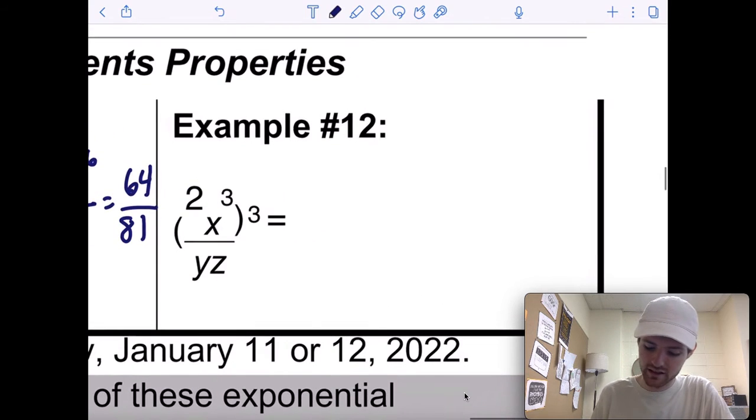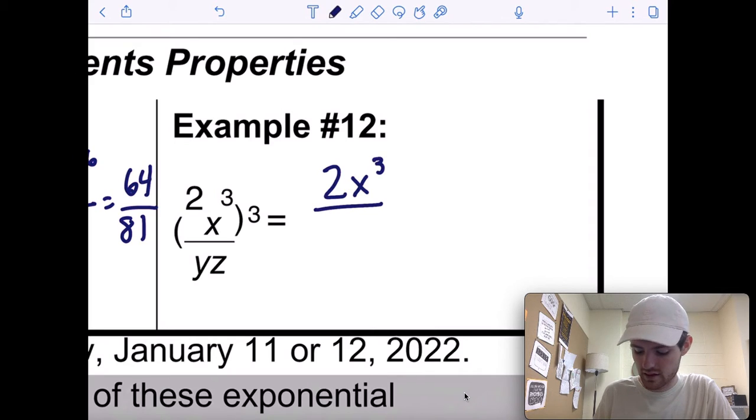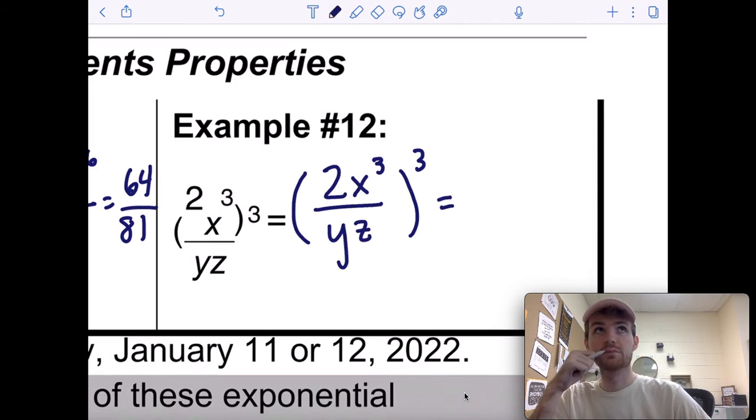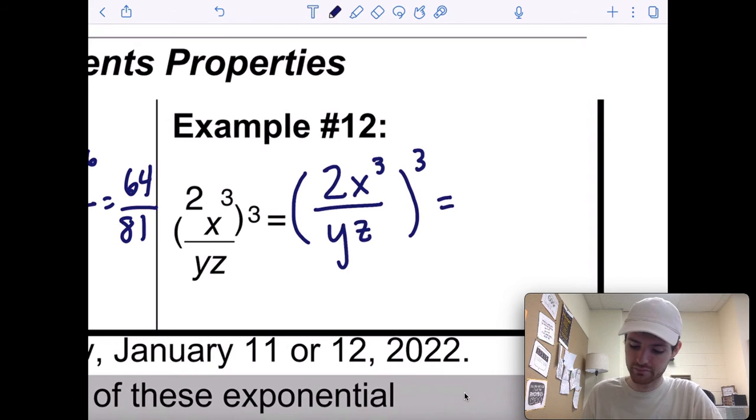The last example for today, we have 2 times x to the third power over y times z, all to the power of 3. Take a minute, pause. I believe in you, you can do it. I'll explain in 3, 2, and 1.